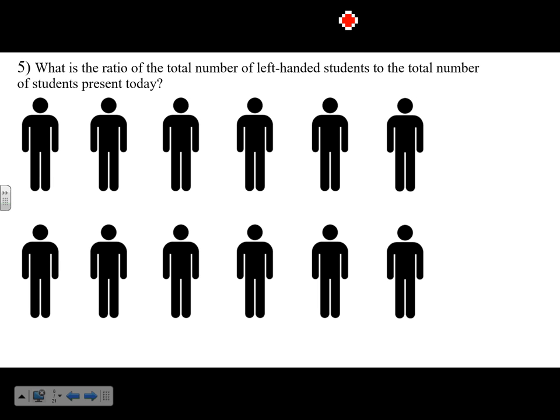What's the ratio of left-handed students to total number of students present today? Well, again, total number means the denominator is going to be 12. Left-handed, we have 1, 2. So 2 out of 12. That means 1/6 of the students is left-handed.